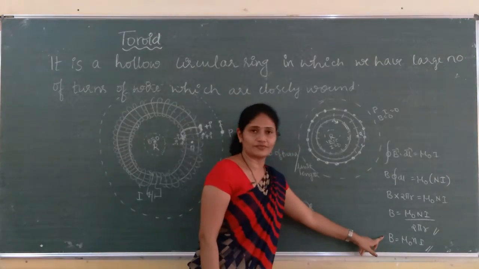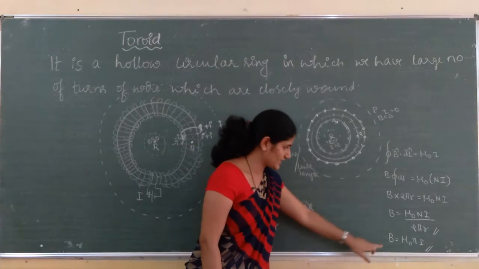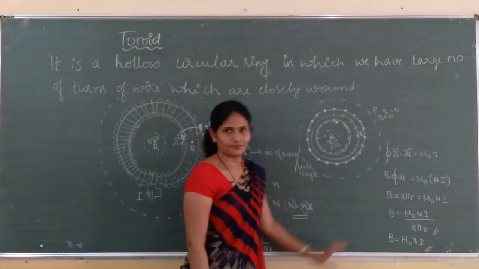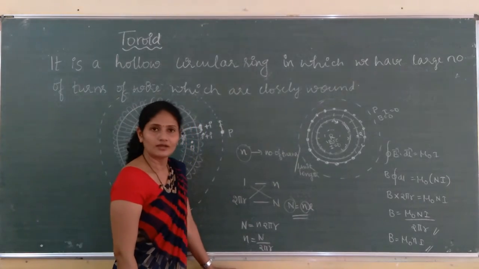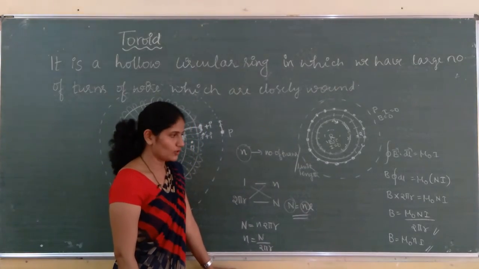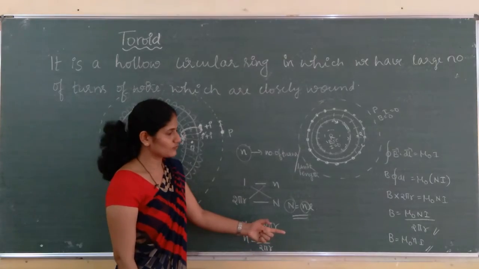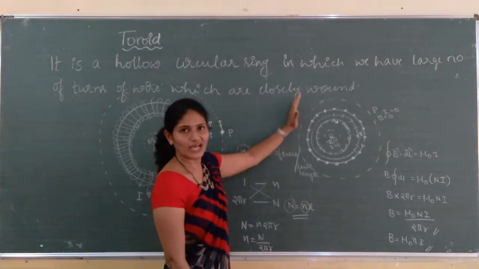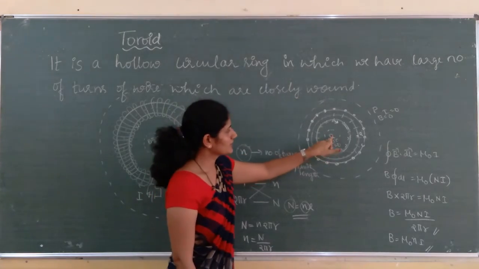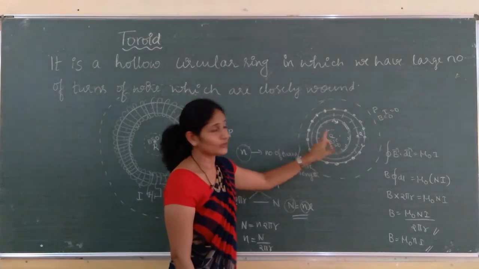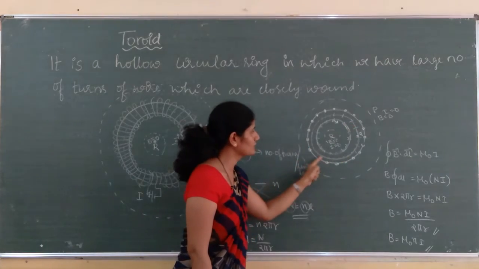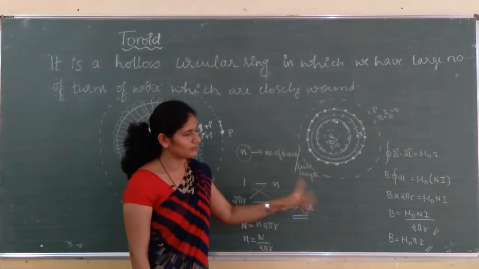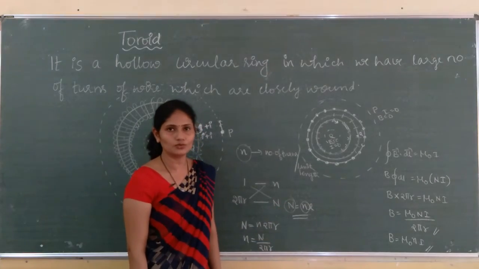The expression for magnetic field inside the solenoid and the expression for magnetic field inside the toroid, both are same. In terms of magnitude, the magnetic field inside the solenoid is equal to the magnetic field inside the toroid. Outside the toroid we do not have magnetic field, here also we do not have magnetic field, only inside this toroid we have the magnetic field, and the expression for magnetic field B is mu naught n into I.